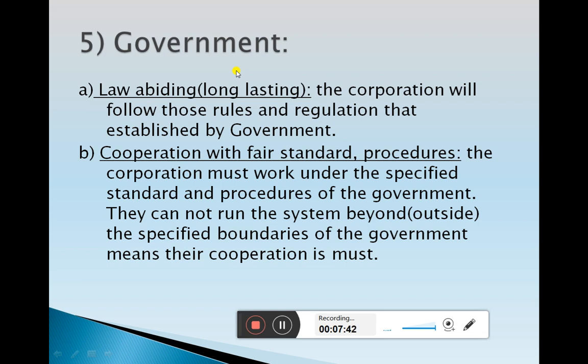Let me give an example. Suppose it is a manufacturing industry, a cement industry, a plastic industry or a cloth industry. The government applies laws to a manufacturing industry. There are so many laws. For example, the government has imposed a law, the equitable compensation law.